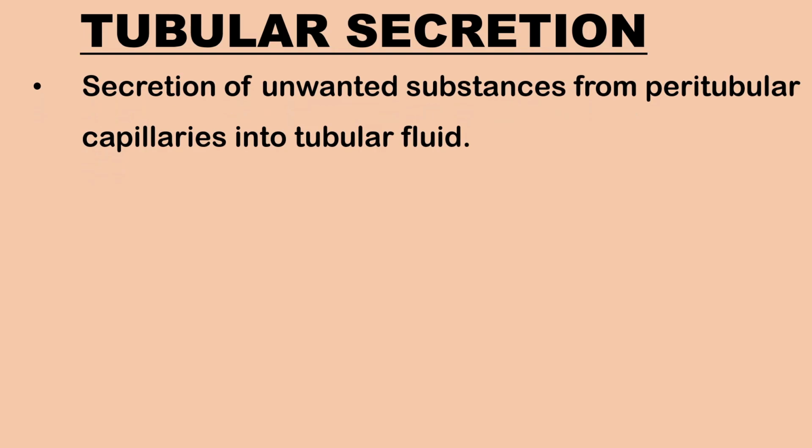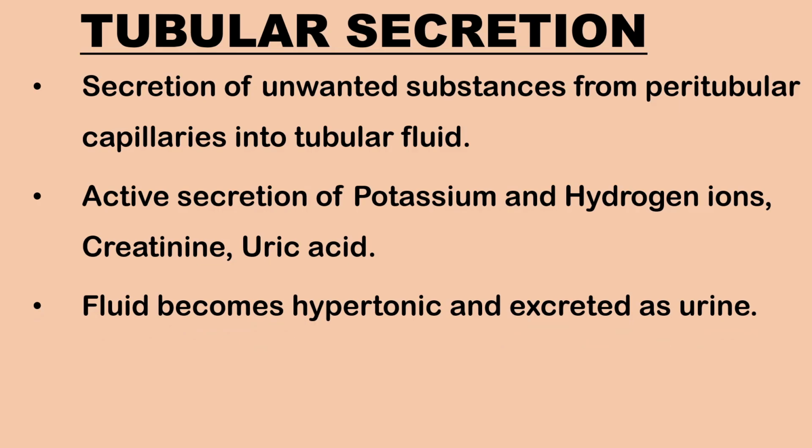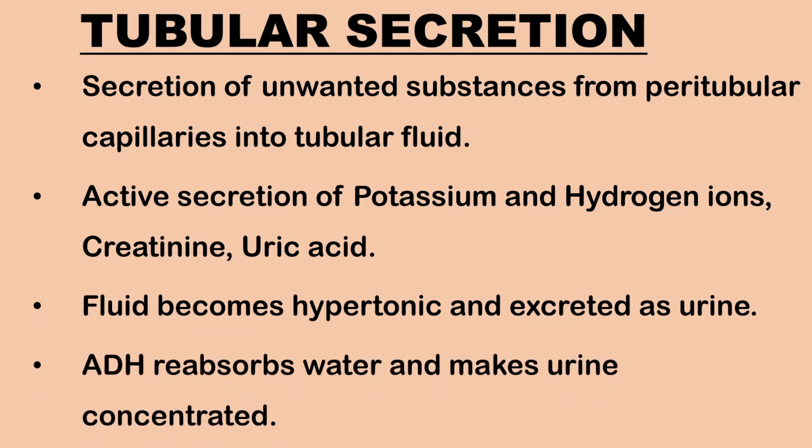Next, let us understand tubular secretion. The secretion of unwanted substances from the peritubular capillary network into the tubular fluid is called tubular secretion. It mainly occurs in the DCT. Potassium ions, hydrogen ions, creatinine, uric acid, urea, etc. are some of the unwanted substances which are actively secreted into the renal tubule. The fluid becomes hypertonic and is excreted as urine. The ADH hormone or vasopressin makes the urine concentrated by reabsorbing water.